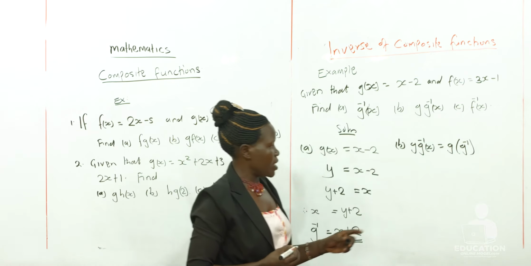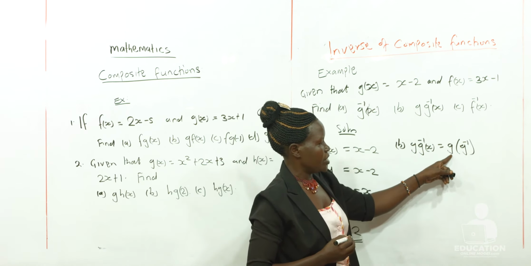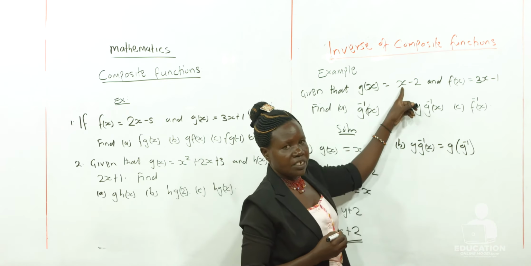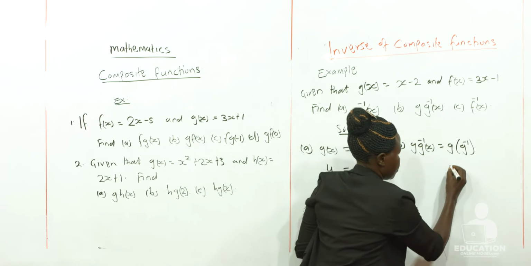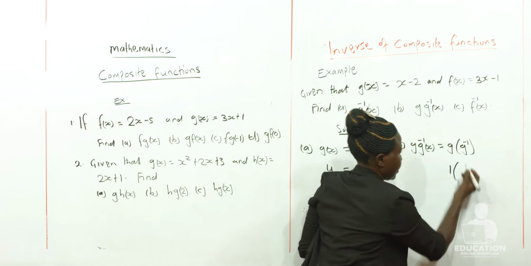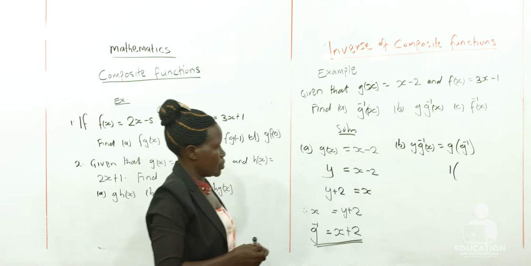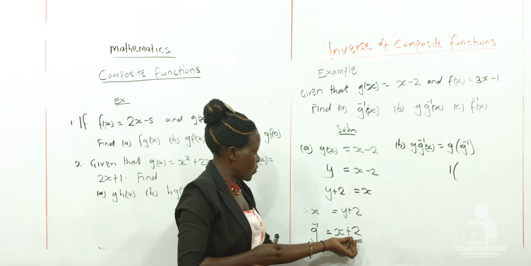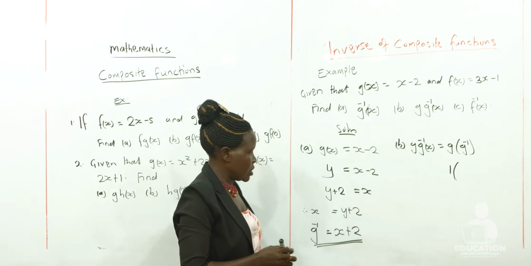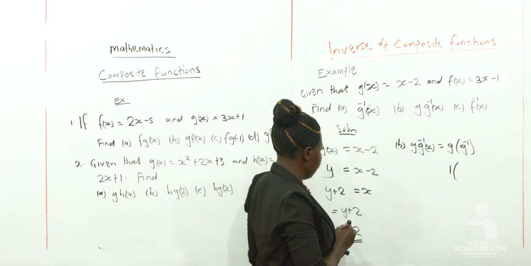Then from there you substitute. What is the coefficient of g? So you come to the function g here. The coefficient is 1. So you will have 1 inside the whole function of the inverse of g. So the function of the inverse of g is given as x plus 2.